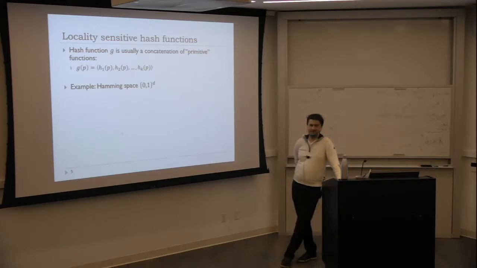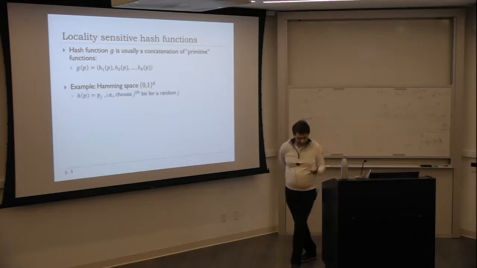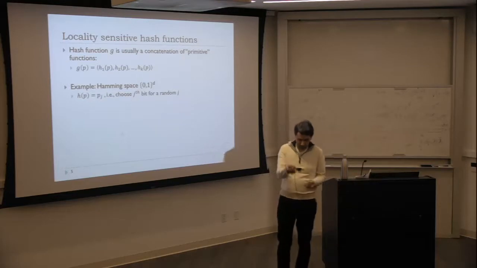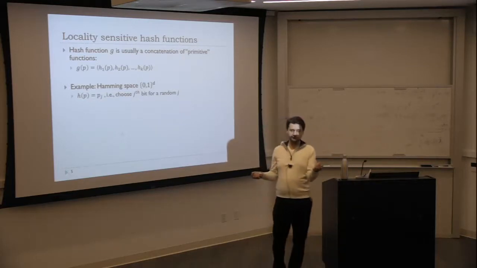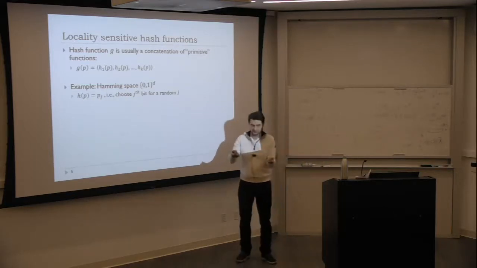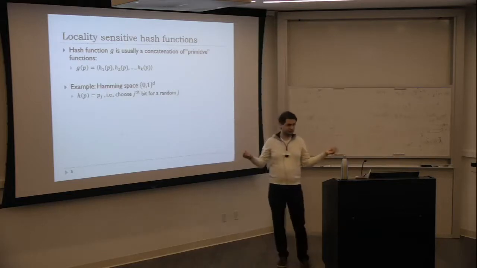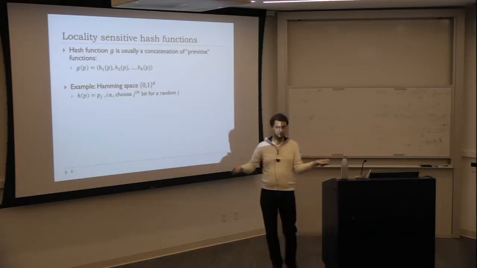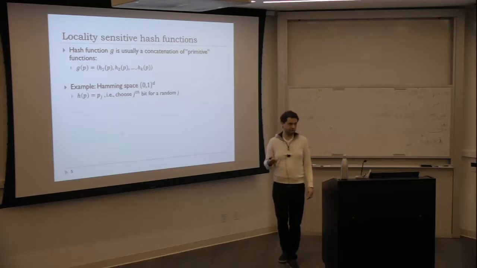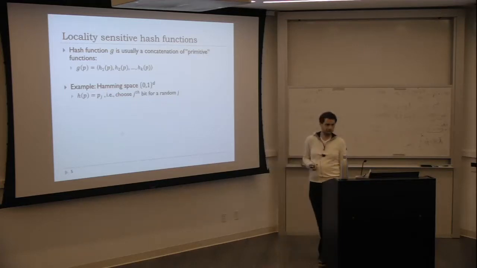This doesn't work. All right, so, well, we can pick a random coordinate. If the points have few differing coordinates, the probability that we choose one of these differing coordinates, which is when they will be in different buckets, will be small; or put differently, the probability that we choose a coordinate on which we agree is large. And if the points are very far away, there are many differing coordinates and fewer agreeing coordinates, so the probability that we choose a random coordinate where we agree is much smaller. So at least intuitively, this is a locality sensitive hash function.